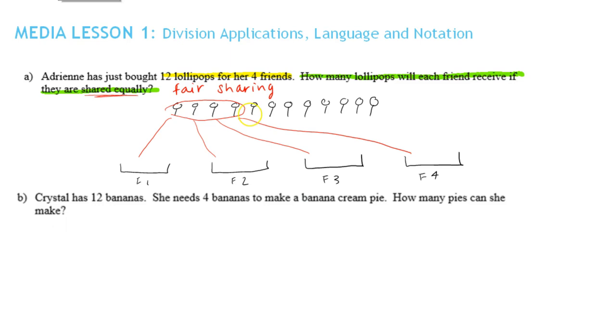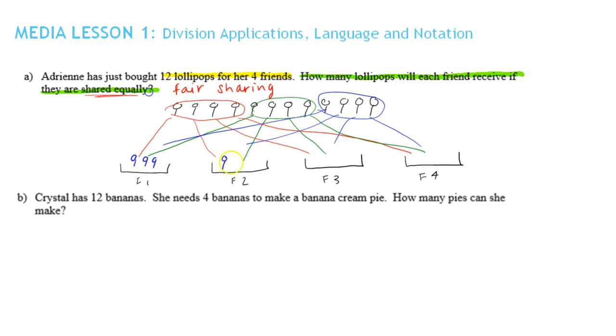Let's get a different color. Now this one will go to friend 1, friend 2, friend 3, and friend 4. We've dealt out 4 lollipops. Each friend now has 2. And finally, friend 1, friend 2, friend 3, friend 4. And we've dealt out all the lollipops. And notice each friend will now have 3 lollipops. My lollipops look like 9s, I'm sorry.